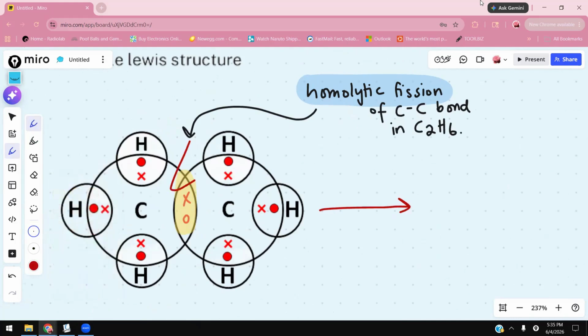So let's imagine that the bond breaks right there. And we'll have CH3, one carbon there, and CH3 there, and there we go. Right? There was equal sharing or equal division of electrons.